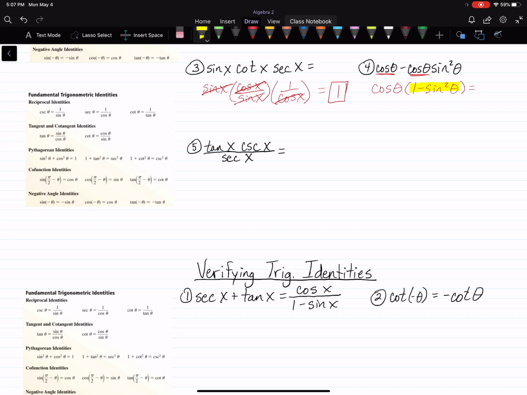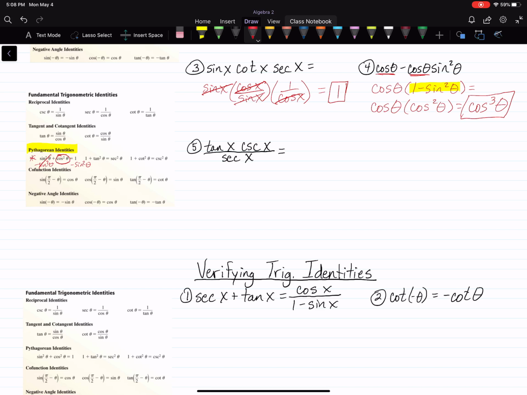From here, remember I told you every time you see a square, you need to think Pythagorean identities. Now it doesn't mean you're going to use it, but most of the time you do. If you'll notice, there is not a perfect 1 minus sine squared theta on the Pythagorean identities. However, if we took this first one right here and moved sine squared theta over, those will cancel, and now you'll see that cosine squared equals 1 minus sine squared. So this will be cosine theta times cosine squared theta, which is cosine cubed theta.